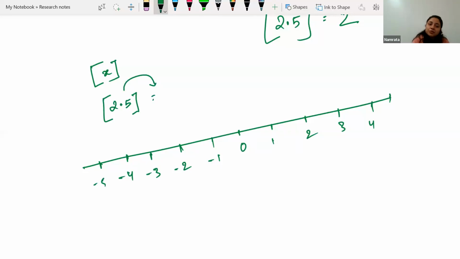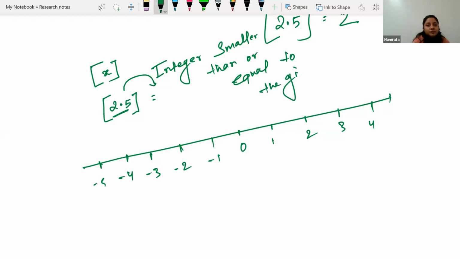Whenever we have any number, let's take the above number 2.5, we have to take out the integer value which is smaller than or equal to this 2.5. We must take out an integer, and integers are the numbers 0, positive 1, 2, 3, 4, minus 1, minus 2, minus 3, minus 4. These are the numbers which are integers. So whenever we have any decimal number inside it, we have to take out an integer only.